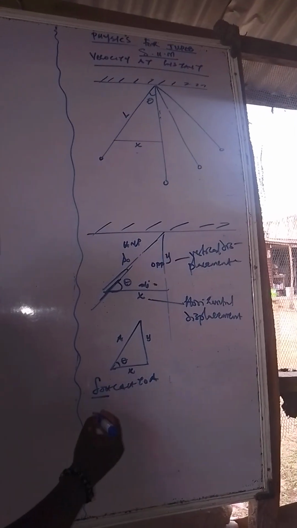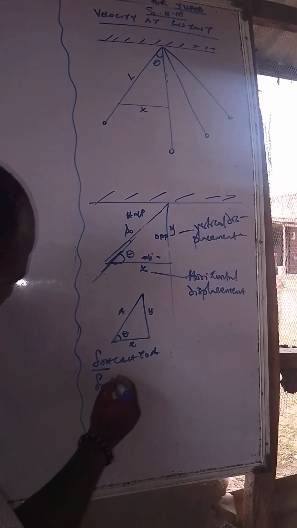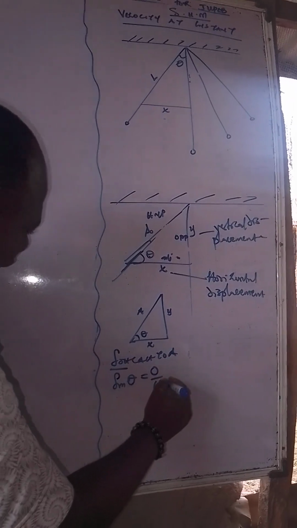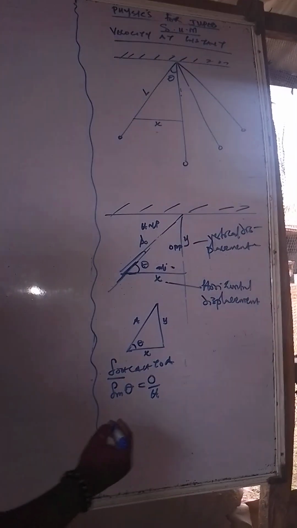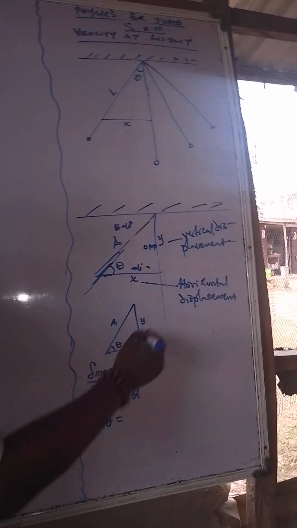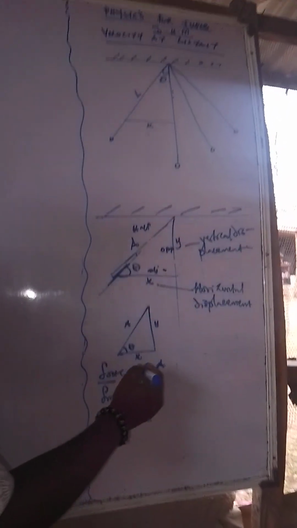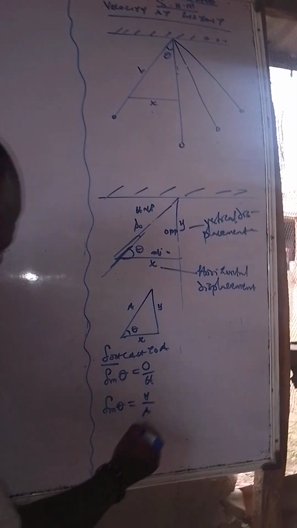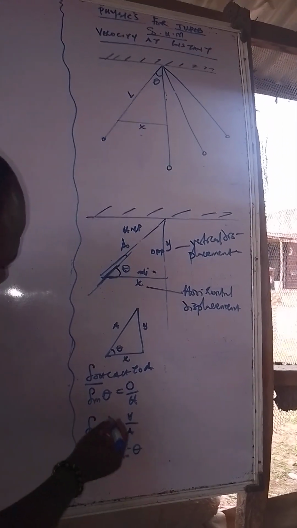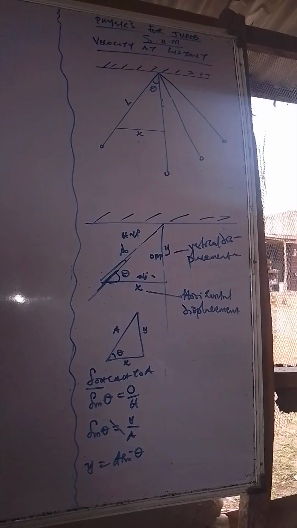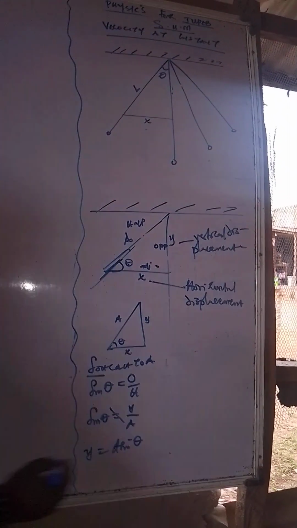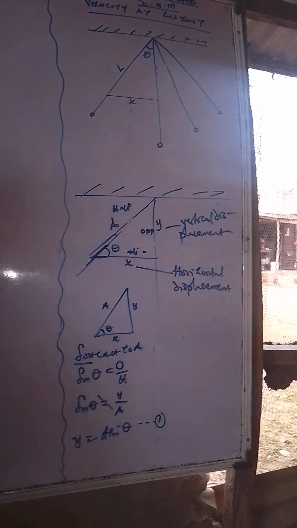So this is sine theta equals opposite over hypotenuse, right? And we have sine theta equals, what's our opposite, guys? It is Y, right? What's our hypotenuse? A. It is A, good. So we now say Y is what? A sine theta after cross multiplying, right? So at this point, guys, this is called equation 1.